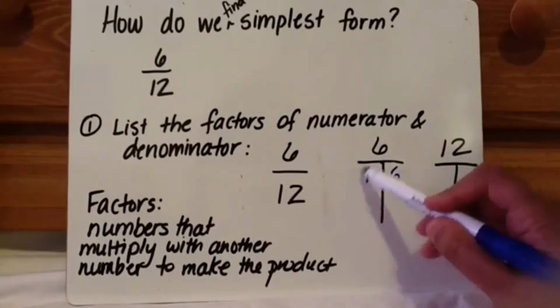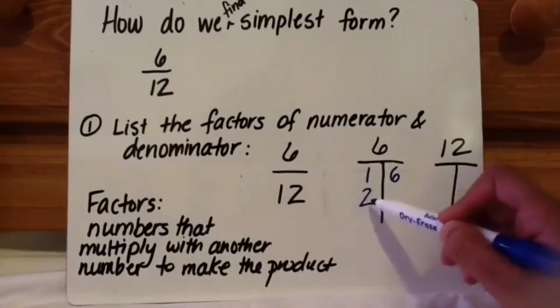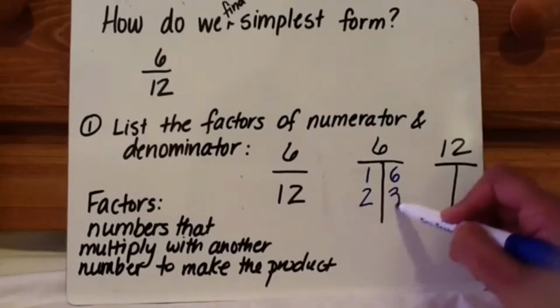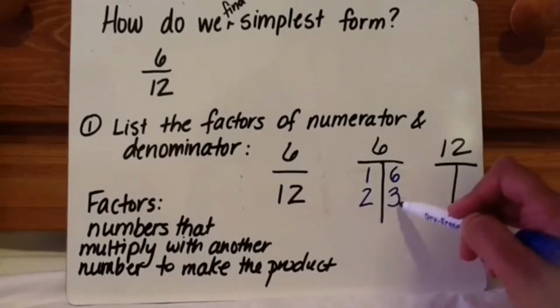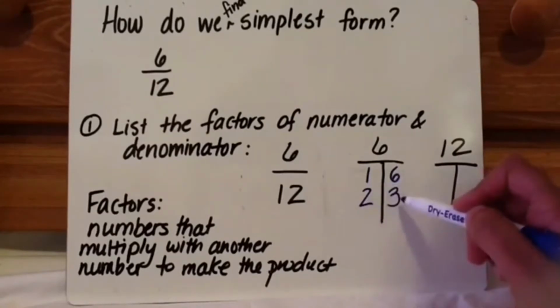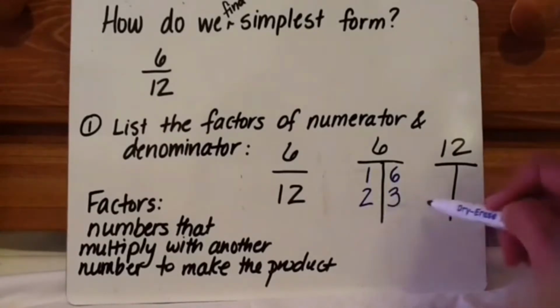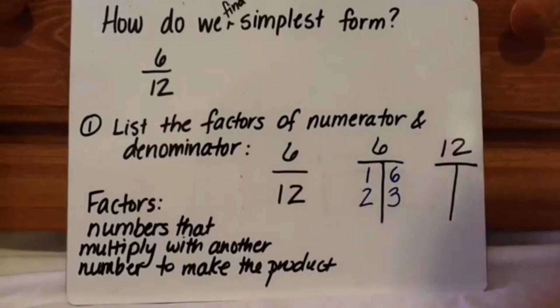So once I'm done with 1, then I move on to 2. Well, 2 times 3 equals 6. After 2, I go to 3. But if you notice, 3 is over here, which means once you jump over to the other side of the T-chart, you know you're done and you've listed all the factors.